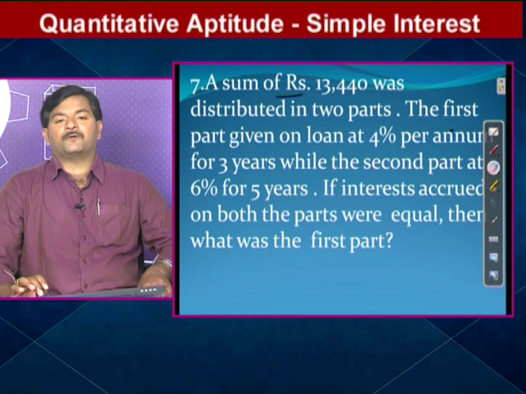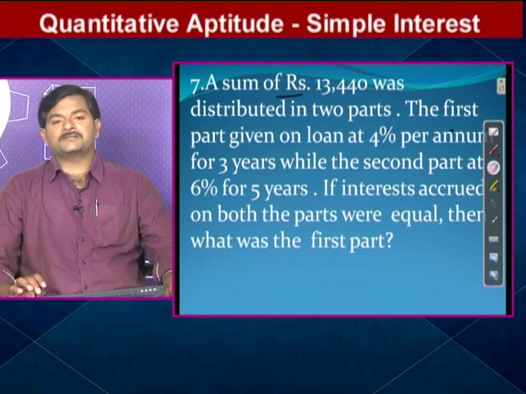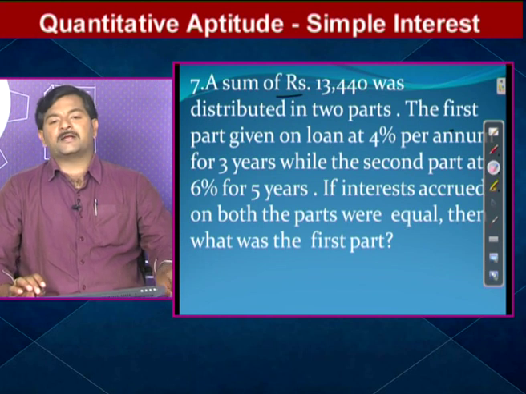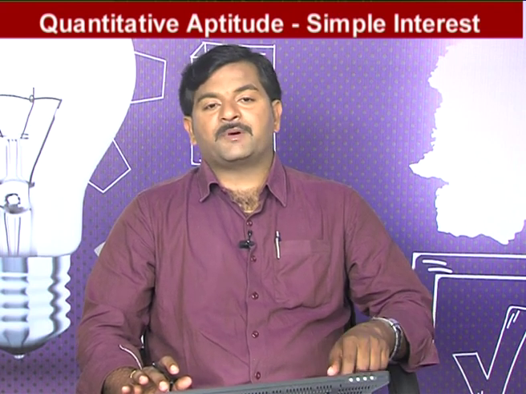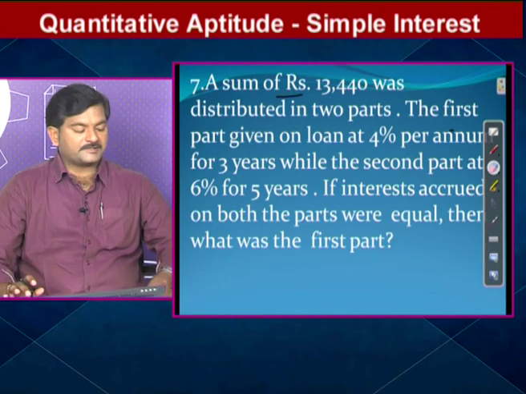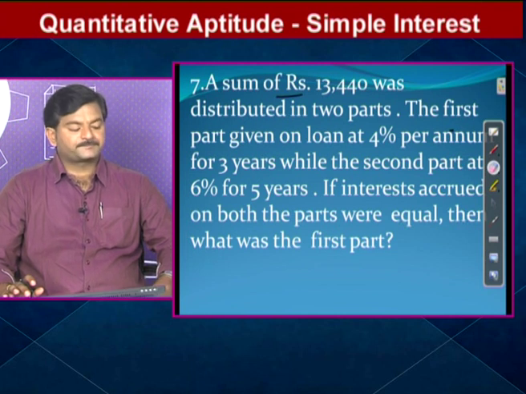So what is the question? A sum of rupees 13,440 was distributed in 2 parts. The first part was given on loan at 4% per annum for 3 years, while the second part at 6% per annum for 5 years. If the interest accrued on both the parts were equal, then what was the first part? Okay, it is very clear. In both the cases, the total interest accrued is given as the same.